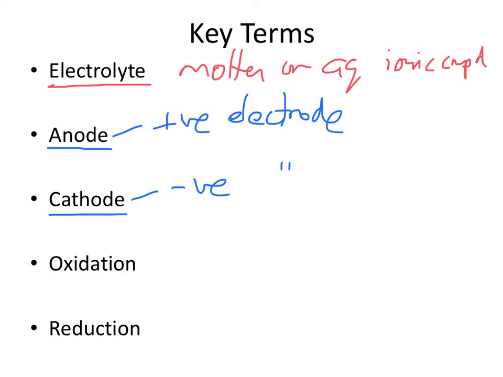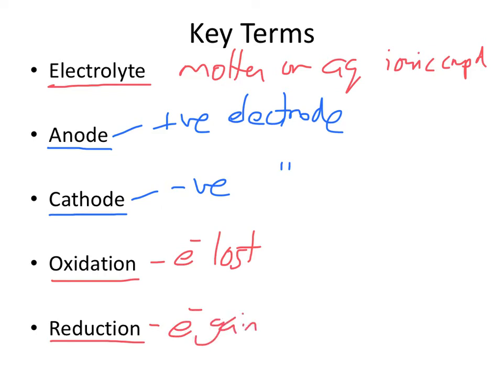The final 2 terms we need to use are oxidation and reduction. And in this part of chemistry, we think of an oxidation reaction as a reaction where electrons, and I'm using e- as an abbreviation for electrons, are lost from a substance. And if those electrons are lost from a substance, generally something else will pick those electrons up. And when electrons are gained, that is a reduction.